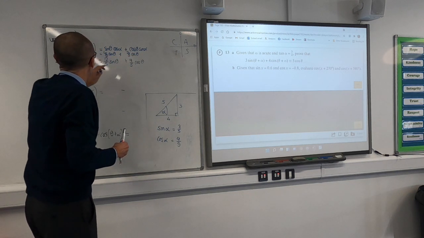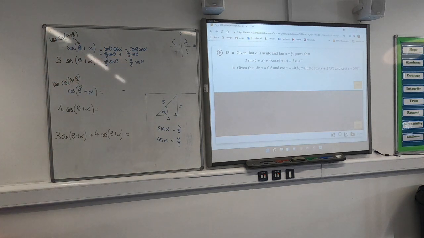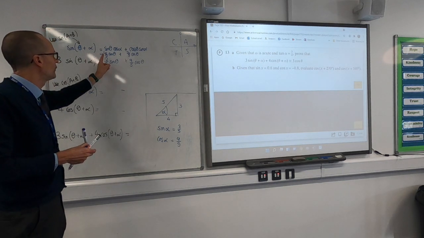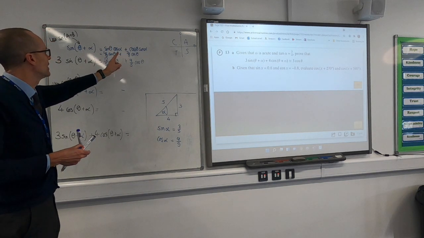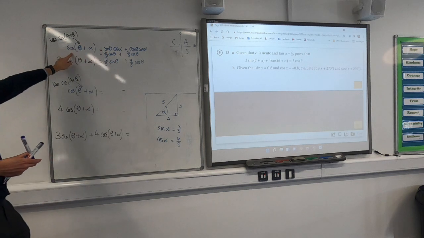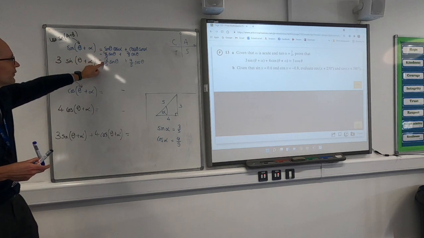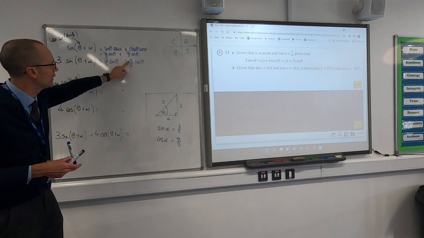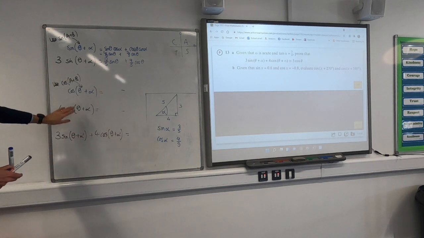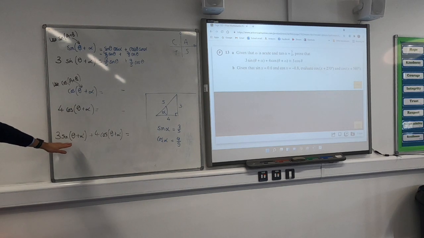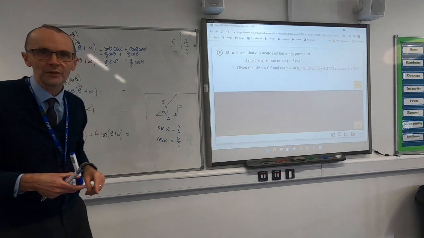So sine theta plus alpha is sine theta cos alpha plus cos theta sine alpha. I know what cos alpha and sine alpha are, 4/5 and 3/5. So that's what I get for that. 3 times that, well, 3 lots of 4/5 is 12/5, and 3 lots of 3/5 is 9/5. I'm going to do a similar thing for the cos, and then hope when I add them both together, I end up with 5 cos theta.